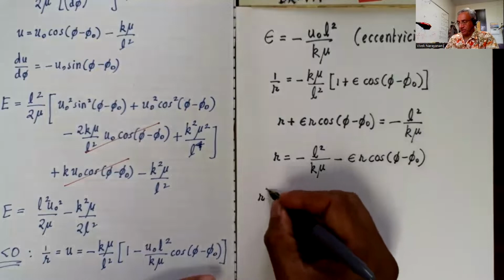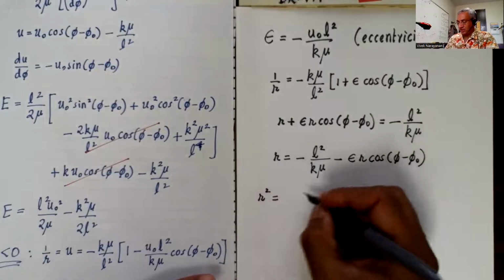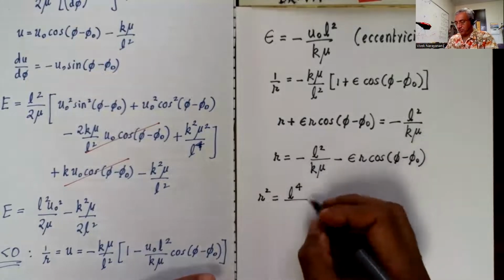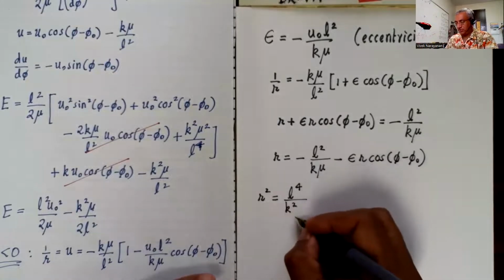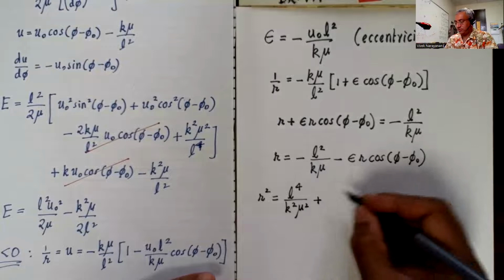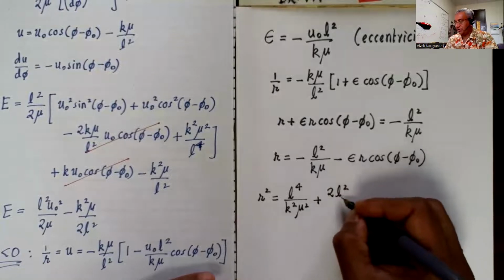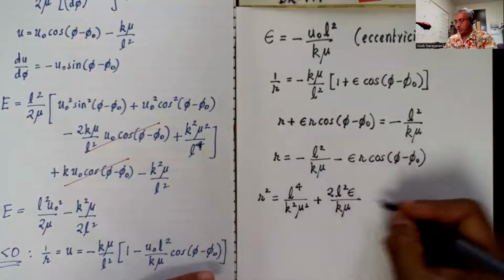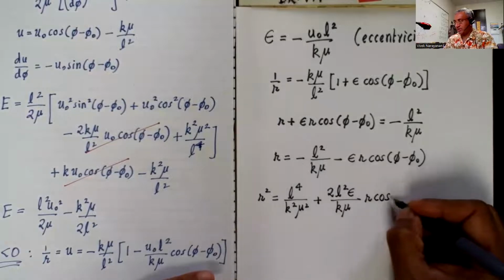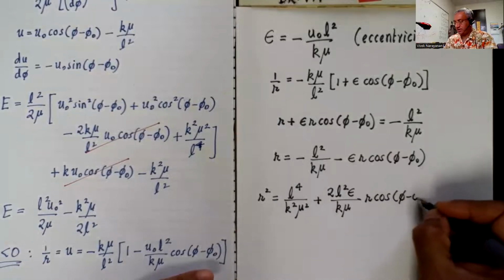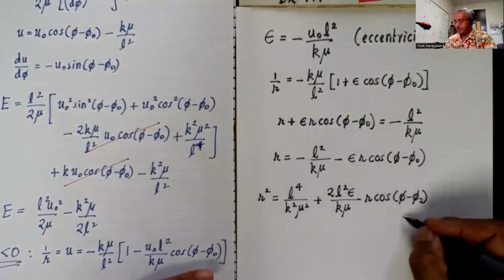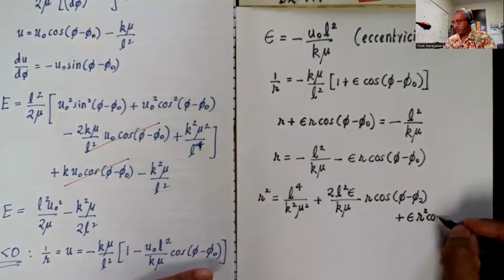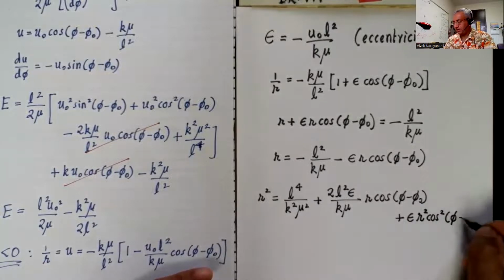So r squared is equal to L to the 4. When I square, the negative signs will disappear. So this is just k squared mu squared plus 2L squared epsilon over k mu r cosine(phi minus phi naught) plus epsilon squared r squared cosine squared(phi minus phi naught).